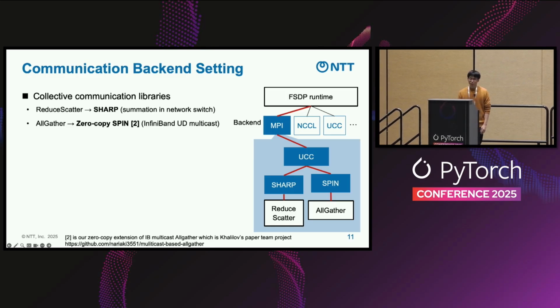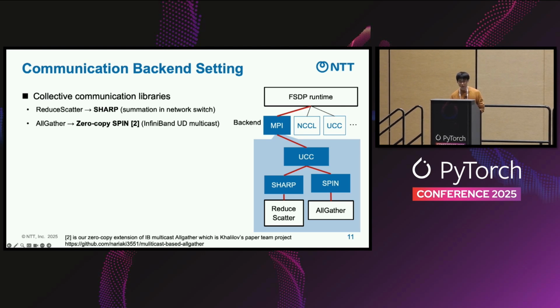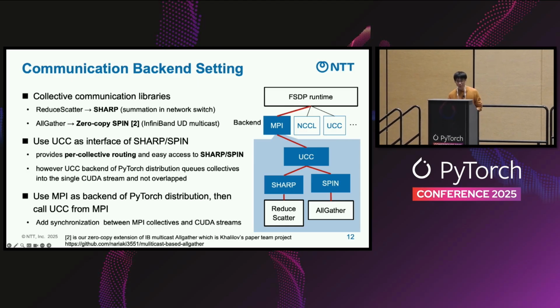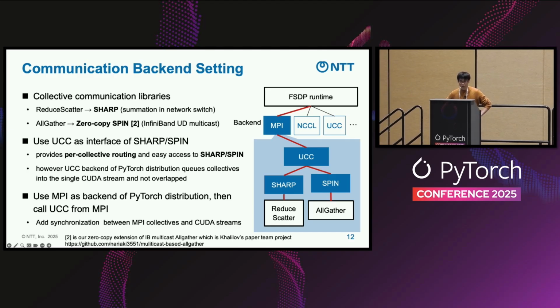So NVIDIA SHARP provides summation in the network switch function, and zero-copy SPIN provides InfiniBand UD multicast all-gather function. This zero-copy SPIN is our zero-copy expansion of the existing SPIN library to speed it up. And we use the UCC communication library as the interface to SHARP and the SPIN library, because UCC can provide portable collective routing and easy access to SHARP and SPIN.